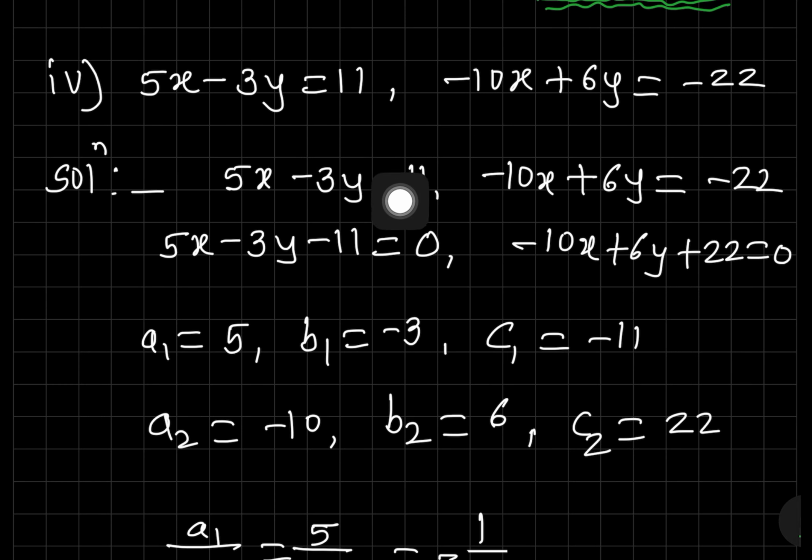The equation here, and then 11 becomes minus 11 coming to this side, equal to 0, and this minus 22 coming to this side becomes plus 22, equal to 0, means this equation is in standard form. Then you can write a1 equal to 5, b1 equal to minus 3, and c1 equal to minus 11. Here a2 is minus 10, b2 is 6, and c2 is 22.